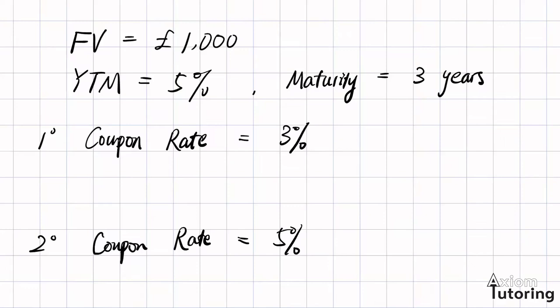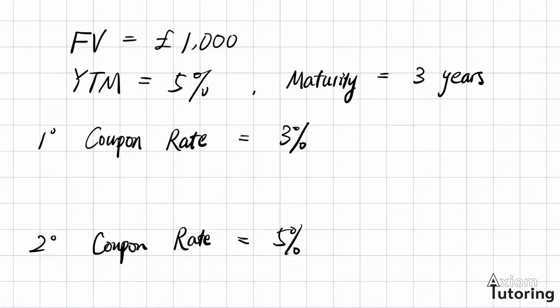So let's take a look at this example here, where I have a bond with face value of £1,000. The yield to maturity stays constant at 5%, and maturity is going to be 3 years. Let's take a look at the first scenario where I have a coupon rate of 3%. Let's calculate the price of such a bond.